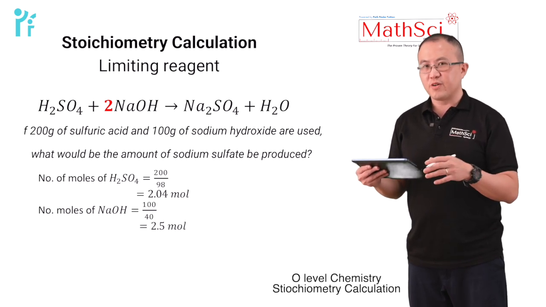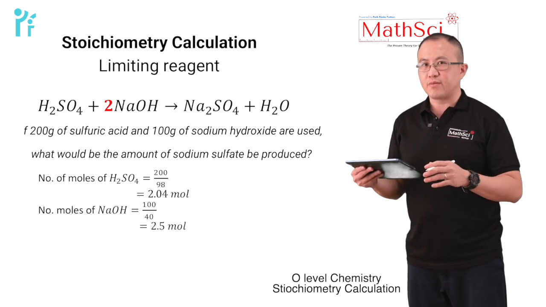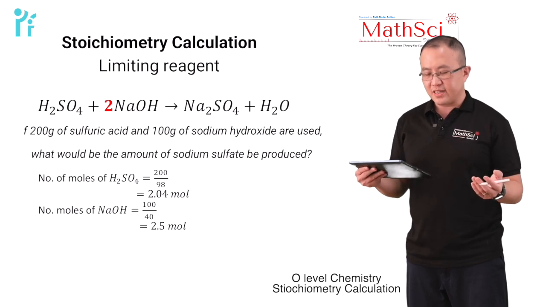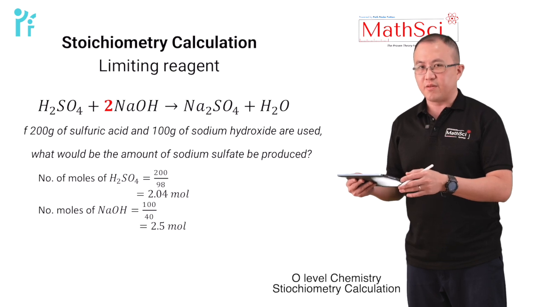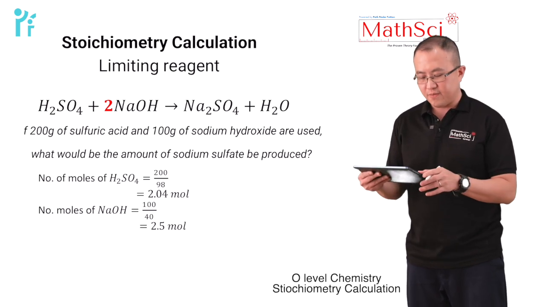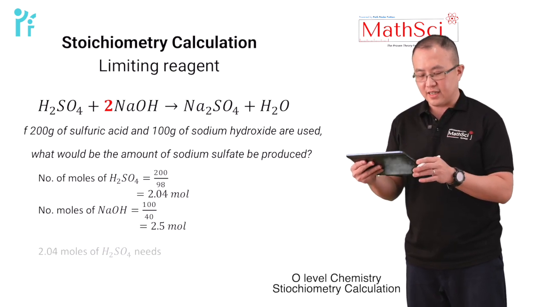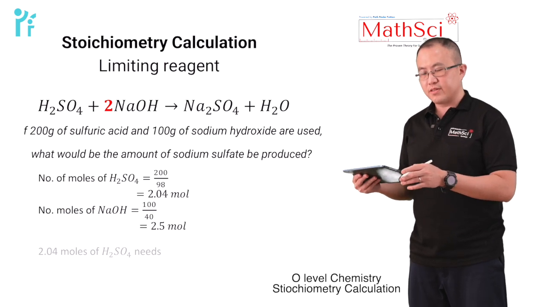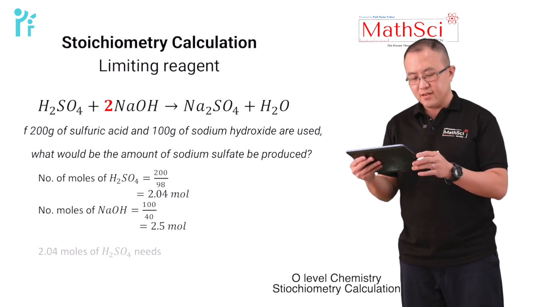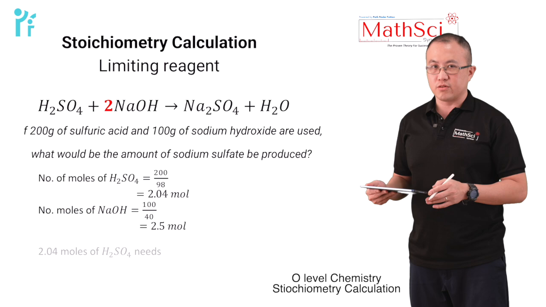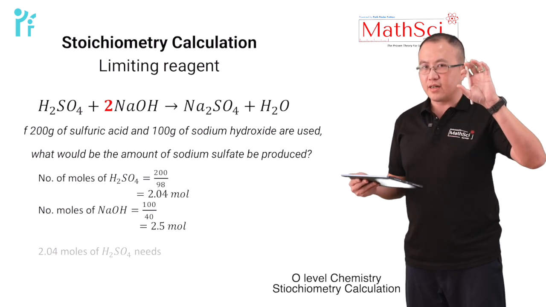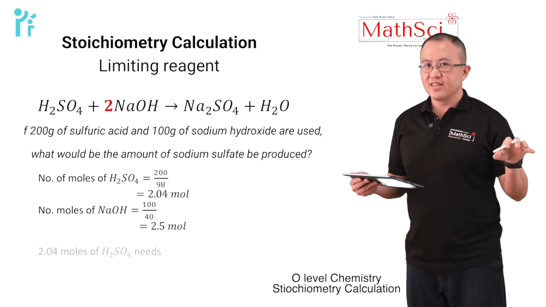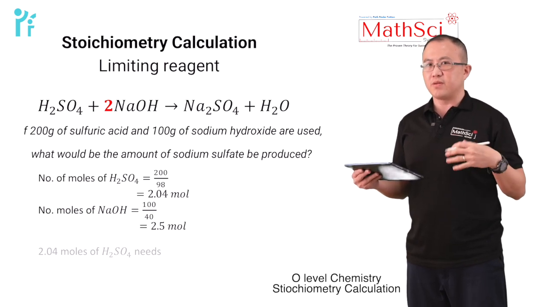Question, which one is the limiting? Right, so you have to make an assumption. Right, you have to make an assumption, am I going to finish the sulfuric acid, or are we going to finish the sodium hydroxide? So now we look at the next line. 2.04 mole of sulfuric acid will need 4.08 mole of sodium hydroxide. So I'm making an assumption. I think of it as the reactant number 1. The sulfuric acid is the one that I will completely use up.